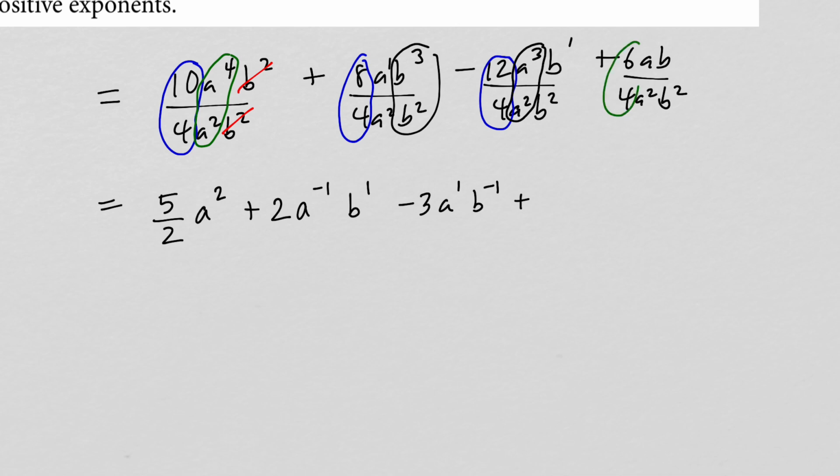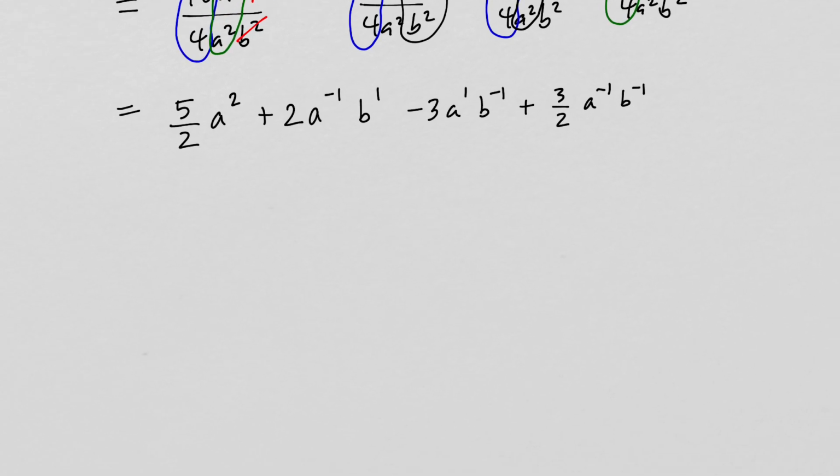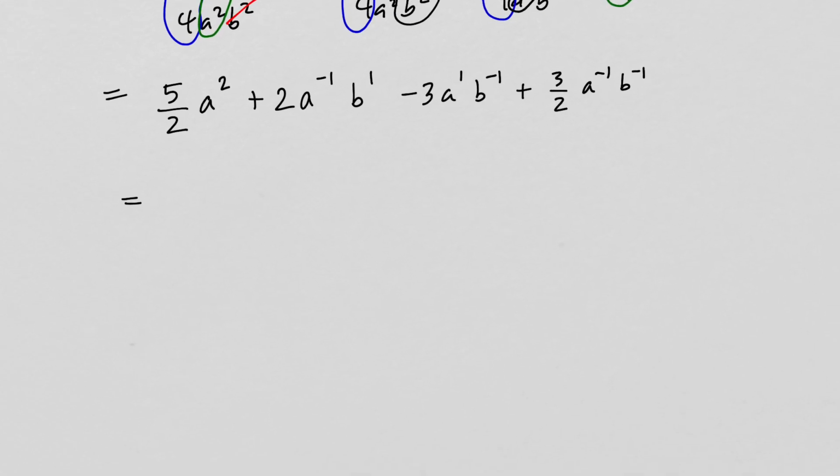Plus, finally, 6 divided by 4 reduces to 3 over 2. And then a to the 1 divided by a to the 2 is a to the negative 1. And then we also have b to the negative 1. From there, we just need to rewrite our answer.